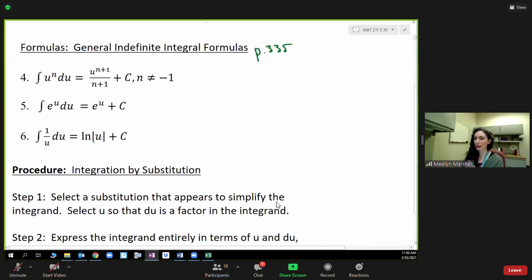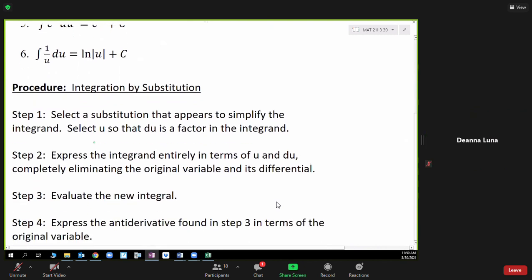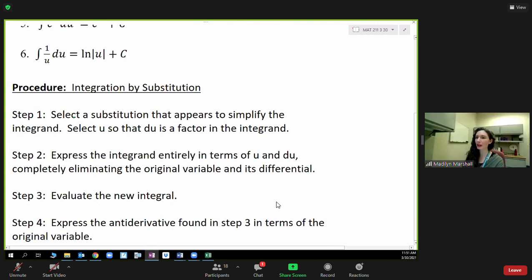And so I'm not going to leave this procedure up for very long because we went through these steps last time. But just as a reminder, these steps are also on page 335. So we are basically substituting everything in the original integral with things in terms of u, and then we're going to integrate the thing with the u, and then we'll go back to our original variable.